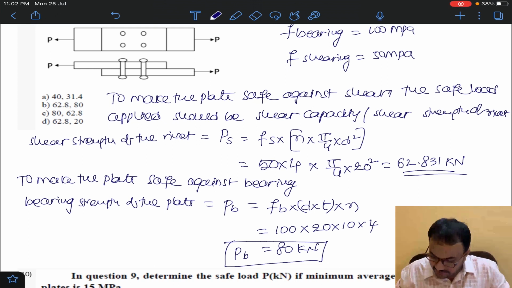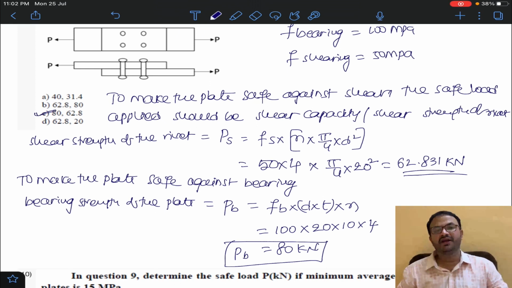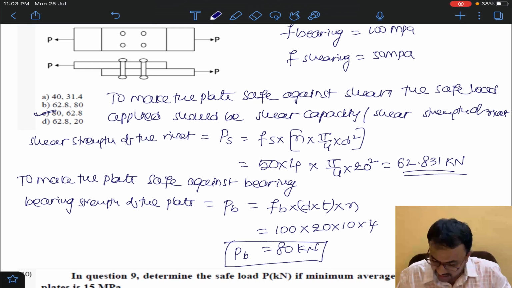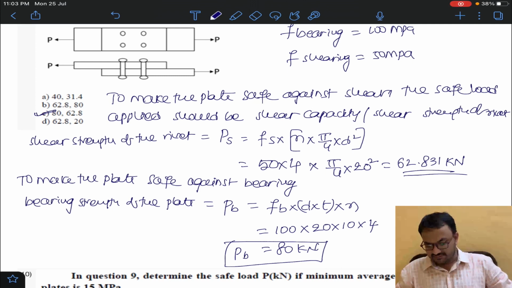Okay, so the answer will be 62.83 and 80. So the option is C. Okay, it is 80 and 62, but he has given allowable bearing stress first and then shearing, but he asked in reverse. He asked us for the safe load in shearing and the safe load in bearing. So the safe load in shearing is 62.8 and the safe load in bearing is 80. So you need to choose the answer very properly. Okay, so it is option C.